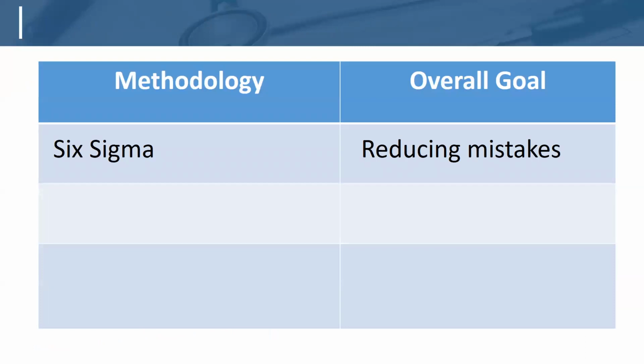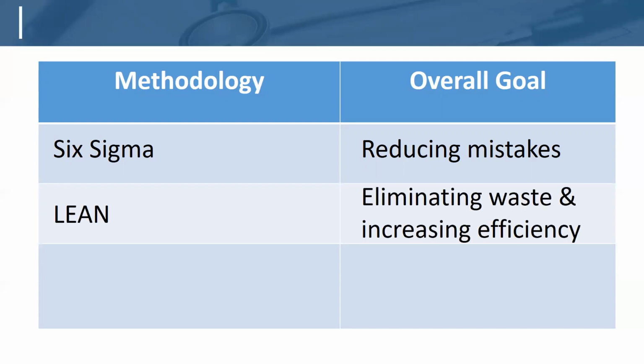So let's talk a little bit about the overall goals of the different methodologies. With Six Sigma, it's about reducing mistakes. So you're looking for things that aren't working or are mistakes in the system, and you're finding ways to reduce them. With Lean methodology, you're looking to eliminate waste and increase efficiency. Normally with Lean methodology, waste centers around the patient. And anytime a patient is waiting or not getting a service, that would be considered waste.